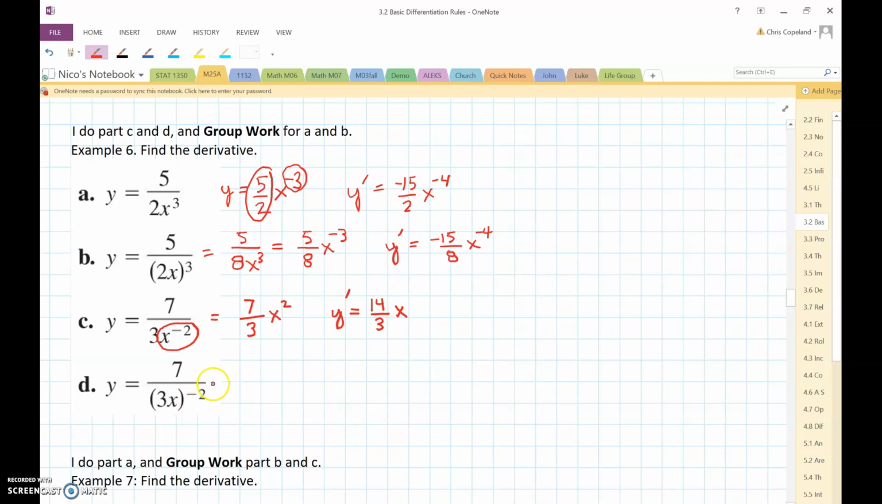Next one, this would equal, let's see, first of all, let's rewrite this as 7 over 3x squared, and then let's write this as 7 over, 3 squared would be 9, x squared, then I would multiply, make this 63x squared. Now I'm ready to take the derivative, so y prime would be 126 x to the first.